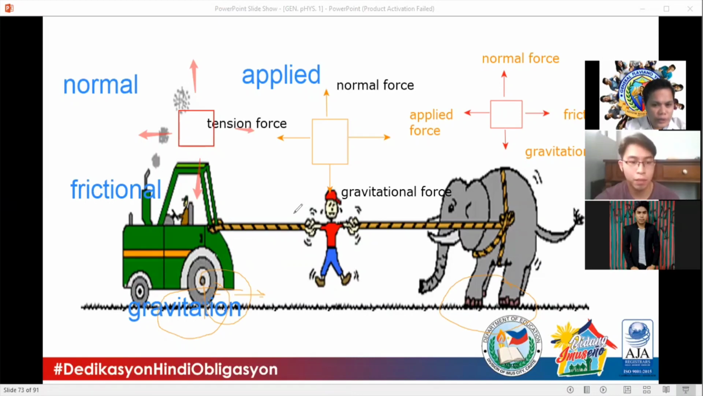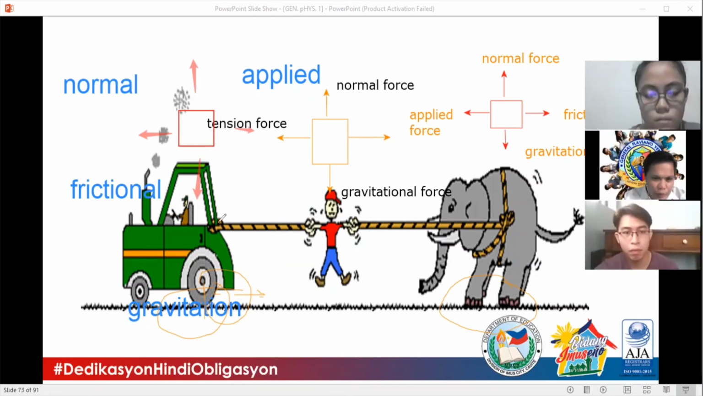Okay, tension force. So, saan ba natin ilalagay yung tension force? Yung dito mismo sa kamay o yung lubid at saka yung strap? Kasi dito may tension force din yan, dito may tension force din. Di ba? So, pwedeng dito tension force dyan, pwede ring tension force dito.